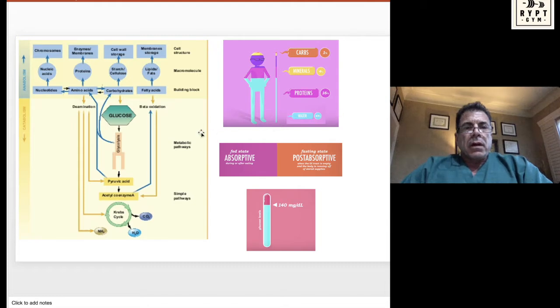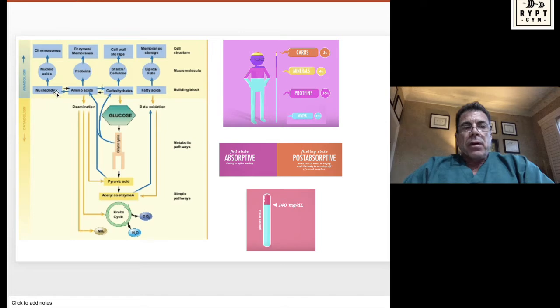Recall that metabolism basically means it's a summary of catabolism and anabolism. Anabolic processes make things and require energy to do it. Catabolic processes are breakdown and release energy. So our bodies are constantly building and breaking down. That's how we function. We have 37 trillion cells, and we're constantly in a state of building and breakdown.